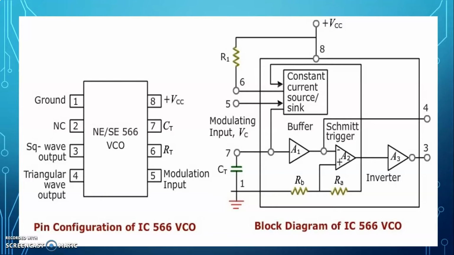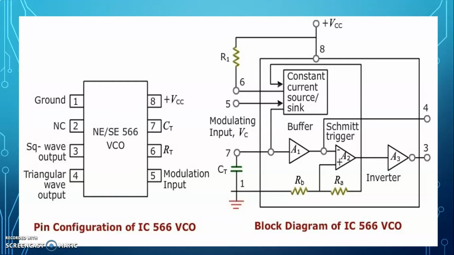Now we can see the block diagram of the IC 566 voltage controlled oscillator. In this block diagram, the major components are constant current source, Schmitt trigger, inverter, and buffer. These are the internal components. The major external components are external resistor R1 and capacitor. Okay, let us discuss each component of the voltage controlled oscillator using the block diagram.